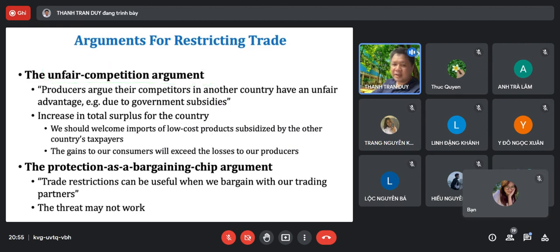And that is what I call dumping pricing. Dumping pricing. In Vietnamese, what is it? Do you know what dumping pricing is?